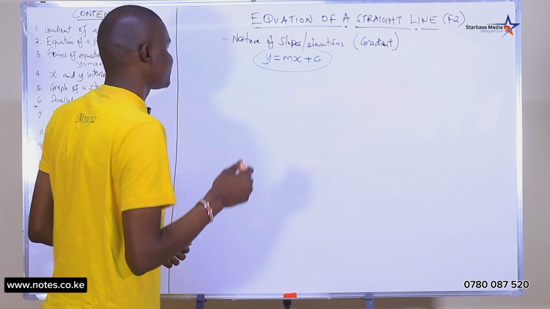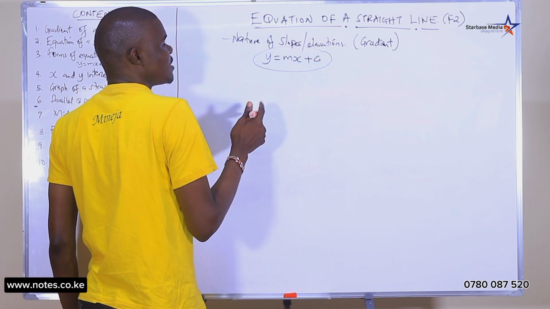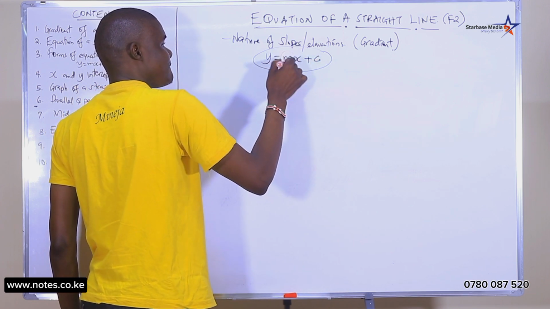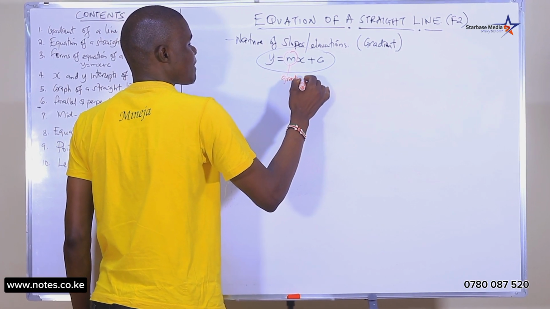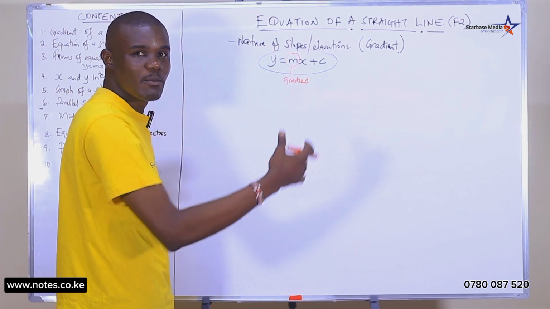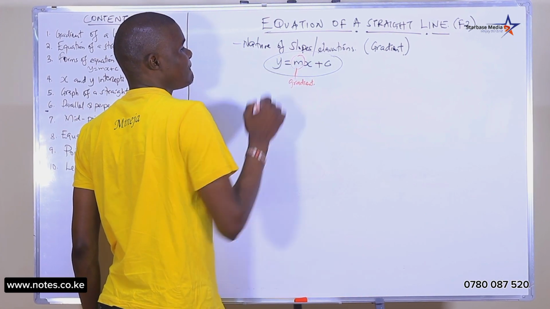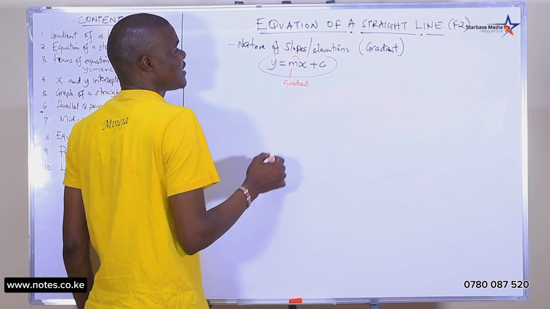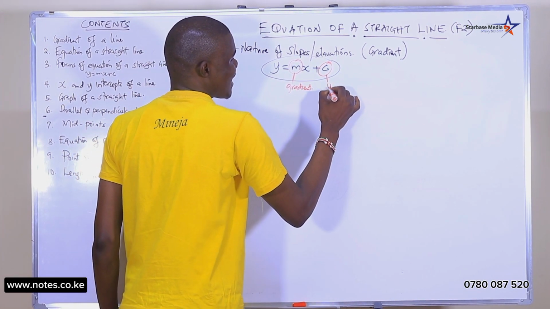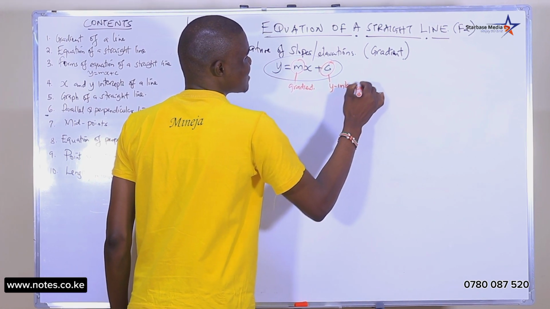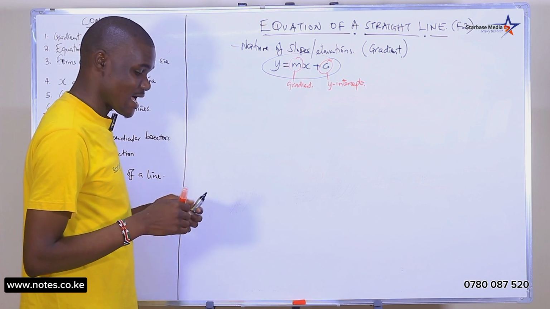I ask you to understand what y = mx + c means. This m signifies the gradient of the line. As we move along, I'll tell you the importance of understanding the m, which is the gradient of the line. And then the c is the y-intercept. When I say y-intercept, I simply mean where the line cuts the y-axis.